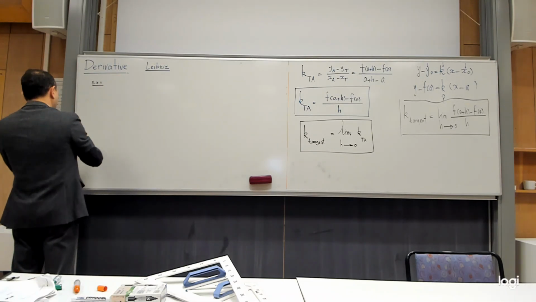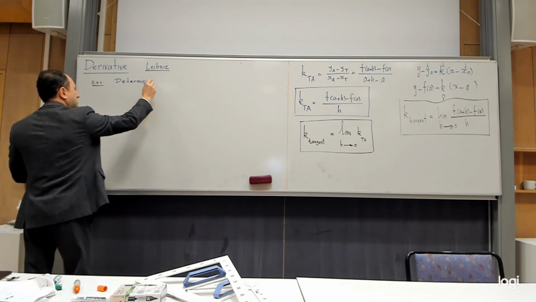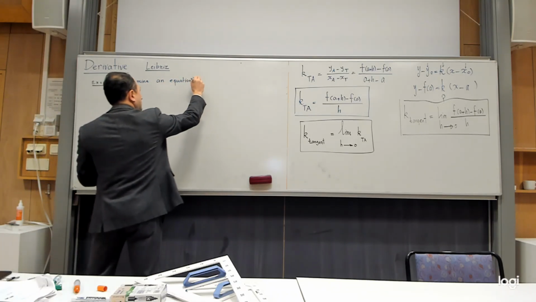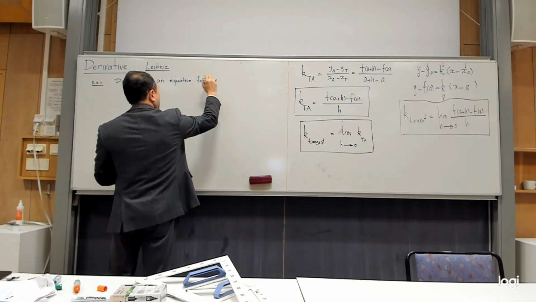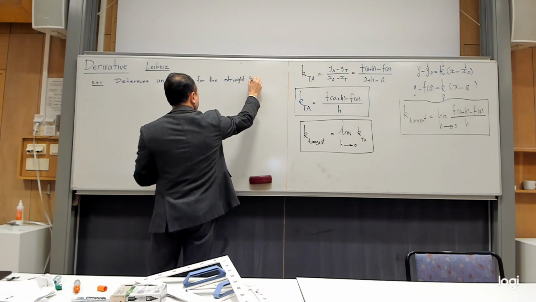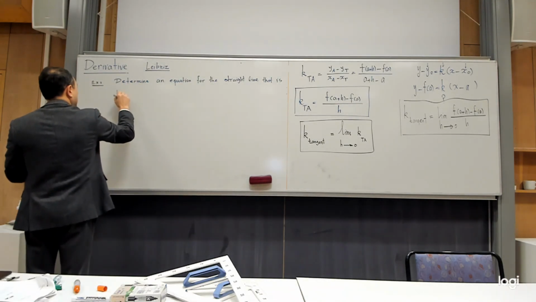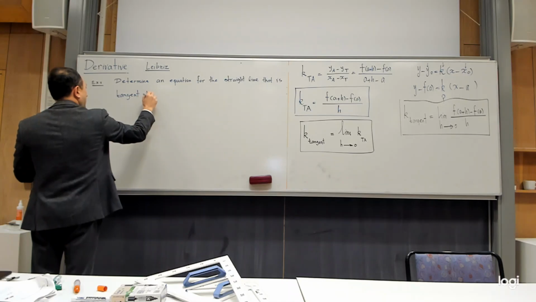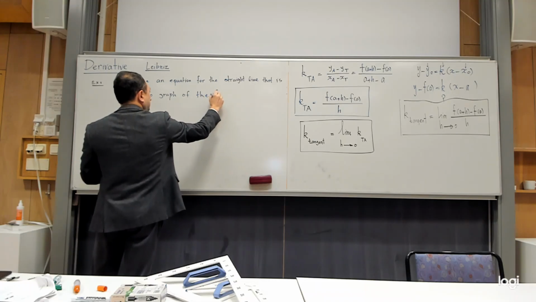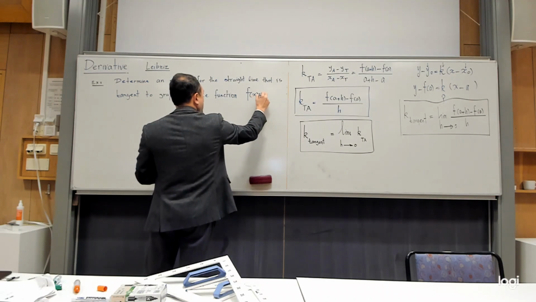let me write it in this way. Determine an equation for the straight line that is tangent to the graph of the function, as you said, f of x equals x squared.